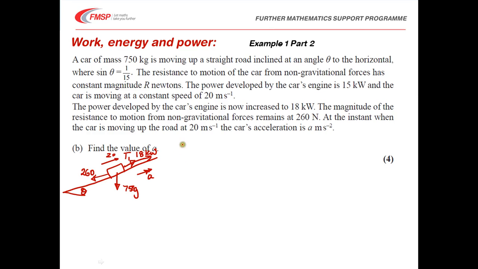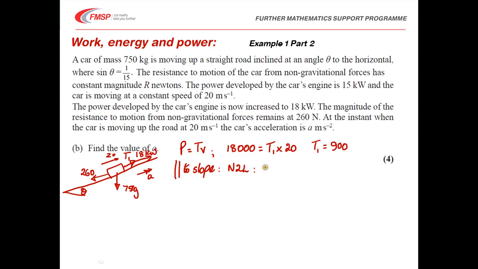And we can calculate that again using power equals tractive force times velocity. That's going to mean 18,000 equals T1, my new tractive force, multiplied by 20. So my new tractive force is going to be 900 newtons. This time when I work parallel to the slope, I can't balance the forces. I'm going to need to use Newton's second law.